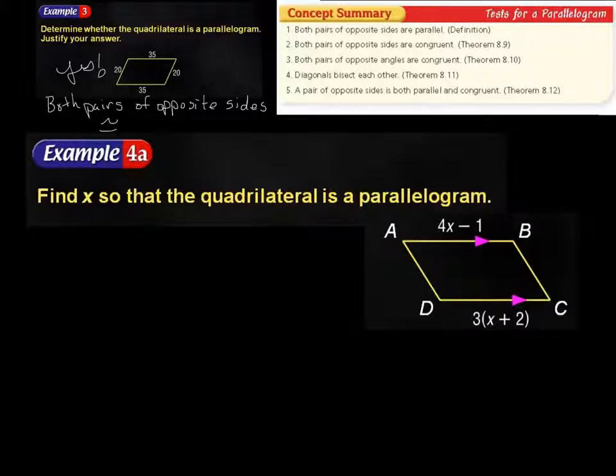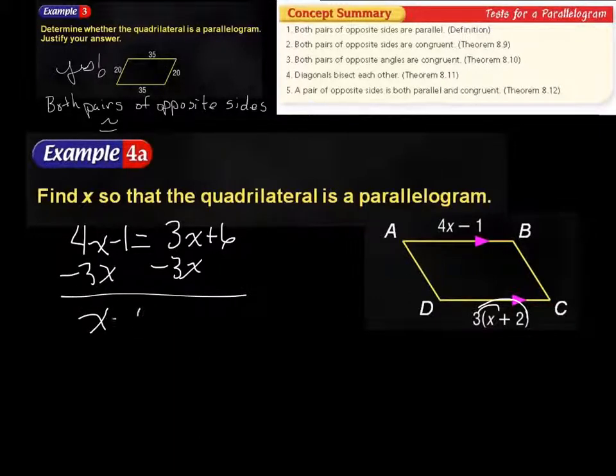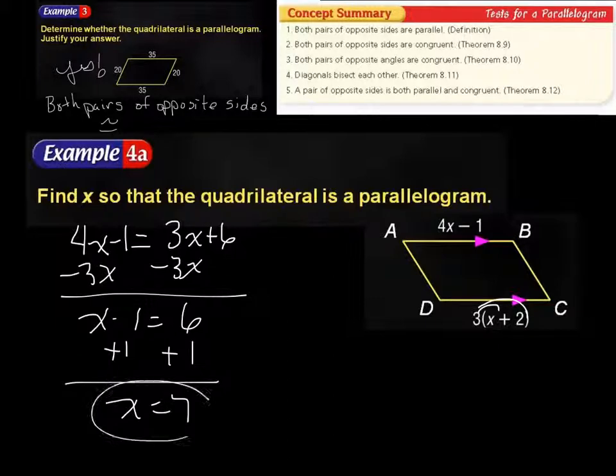We have a diagram. We're going to solve for x. Find x so that the quadrilateral is a parallelogram. So if it's a parallelogram, the pair of opposite sides have to be both parallel, which they're marked, and congruent. So that means 4x minus 1 should equal, I'm going to go ahead and distribute if I may, 3x plus 6. Hopefully that's not too big of a deal. And then we can subtract 3x from both sides. So x minus 1 equals 6, add 1, and we have x is 7.